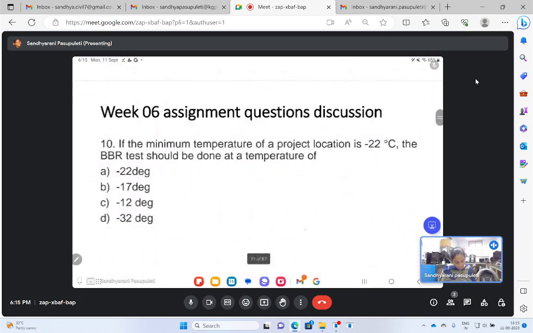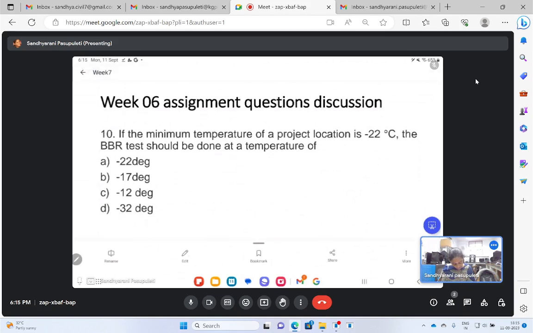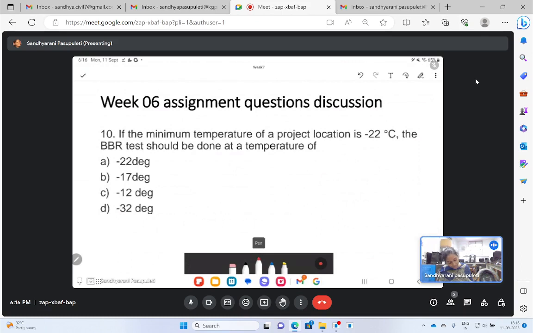If the minimum temperature of a project location is minus 22 degrees, the BBR test should be done at a temperature of... It is mentioned that the project location has a temperature of minus 22 degrees. This bending beam rheometer test we perform to understand the properties of the binder at low temperature. To perform the test at the project location temperature, we are supposed to perform the test for 2 hours.